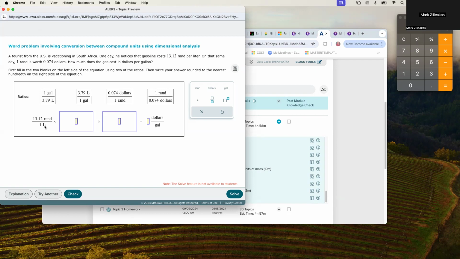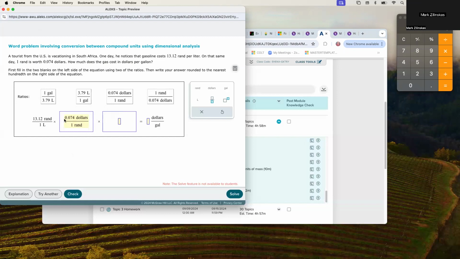But then we have liters here. We want those to be gone, and we want to be left with dollars and gallons. So depending on which one, look at it like, I want to get rid of the rands, however they're expressed, and replace it with the dollar. So I want the rand in the bottom and the dollars in the top. So this is my obvious choice here. I'm just going to drag that down.